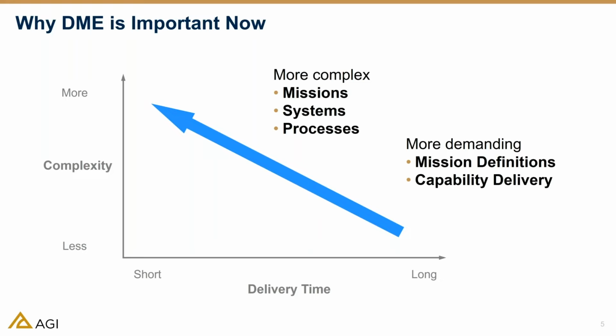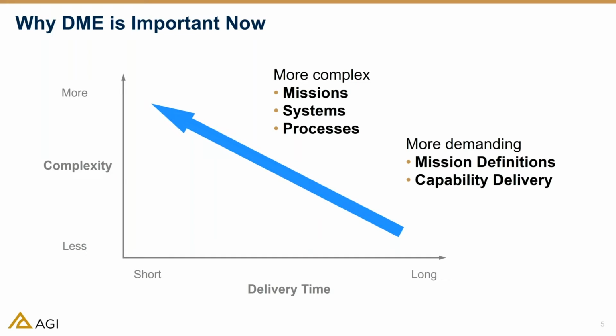At the same time, you also have customers that are demanding more advanced missions and requiring delivery on a much tighter timeline. The graphic here illustrates that, with complexity on the y-axis increasing, while delivery time on the x-axis is decreasing. That's really what's causing the need for this digital transformation: to deliver more complex capabilities and systems more rapidly.